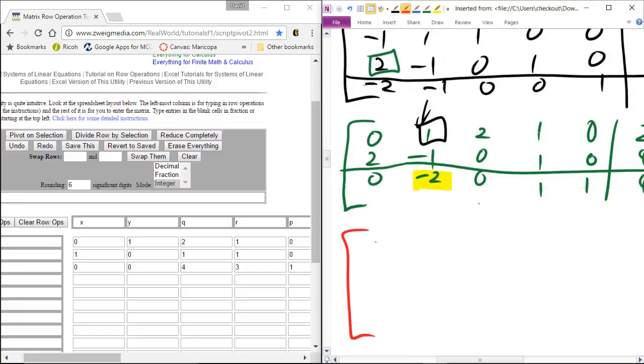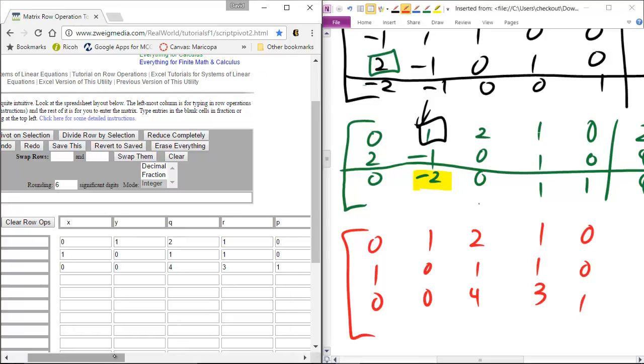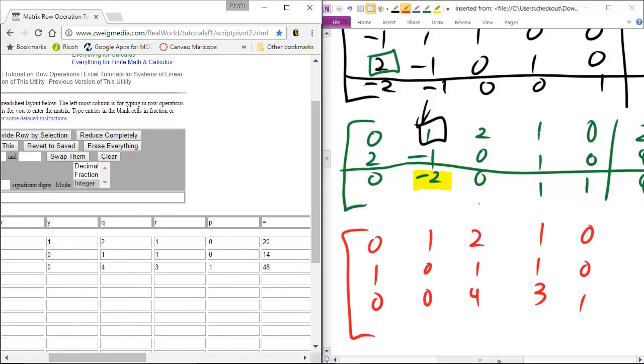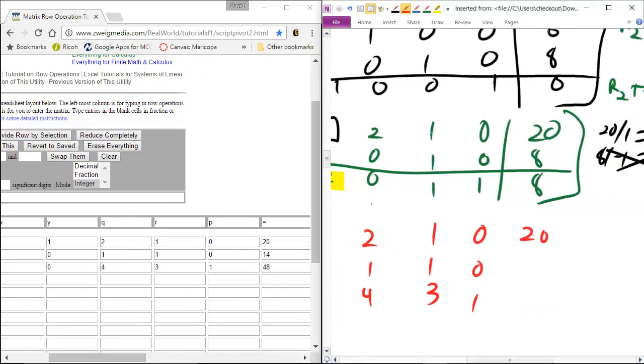All right, so here we go. First column 0, 1, 0. Next column 1, 0, 0. Next column 2, 1, 4. The R column is 1, 1, 3. The P column is 0, 0, 1. And I need to scroll over just a little bit. Here we go. So now we're going to end up with 20, 14, 48.